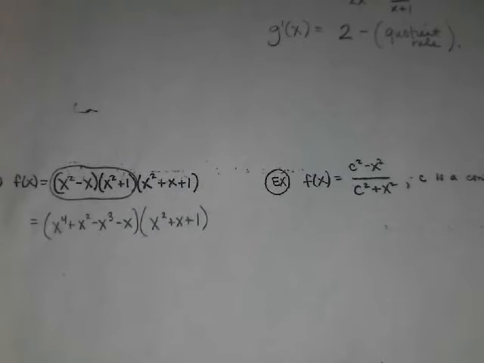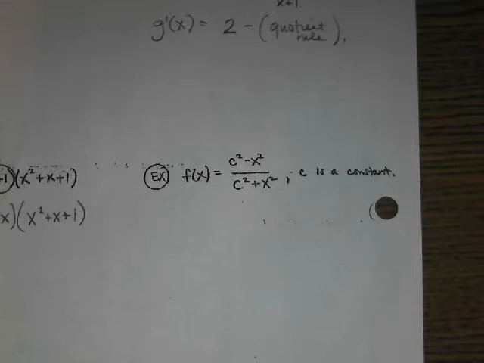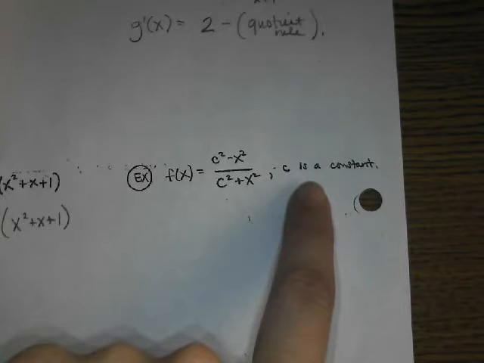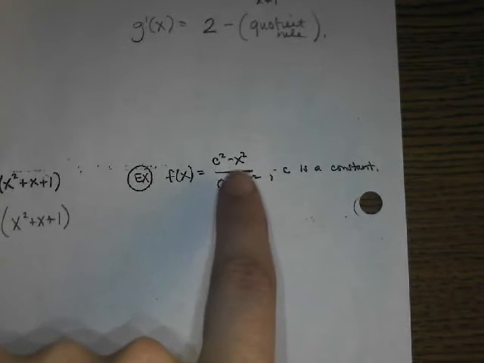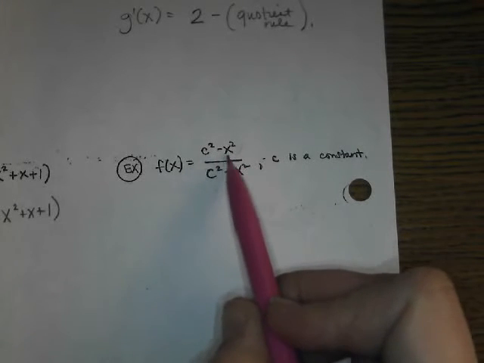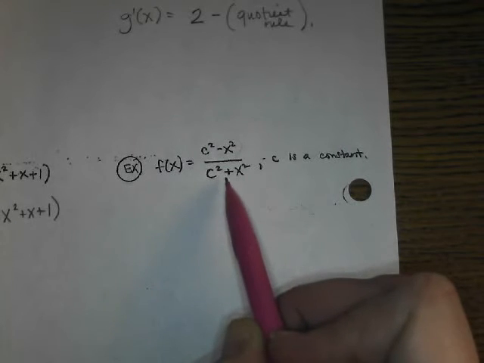Okay? And the last one, definitely a quotient rule. But because c is a constant, your derivatives aren't going to be that bad, because the derivative of the top will just be minus 2x, since the derivative of any constant is 0, and the derivative of the bottom will just be 2x. So that one won't be bad.